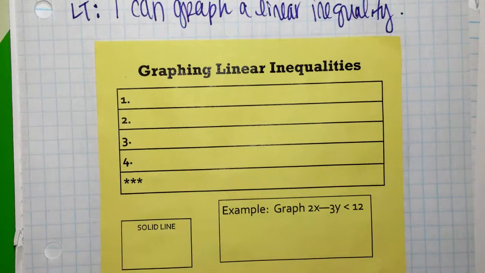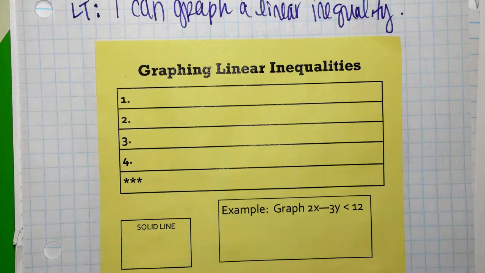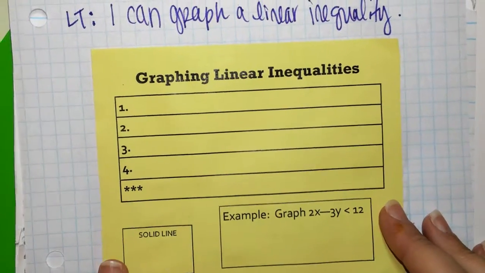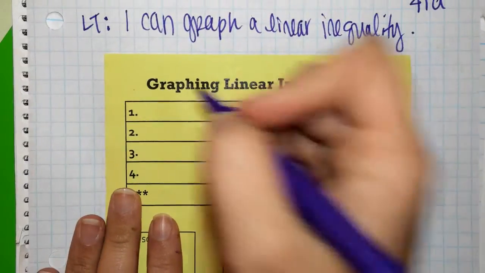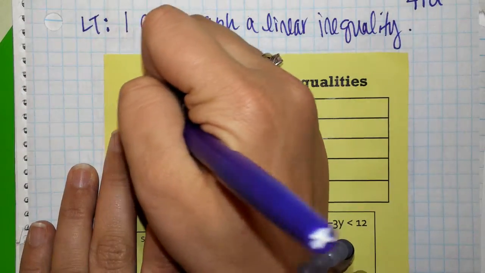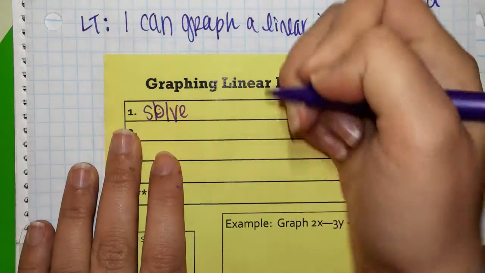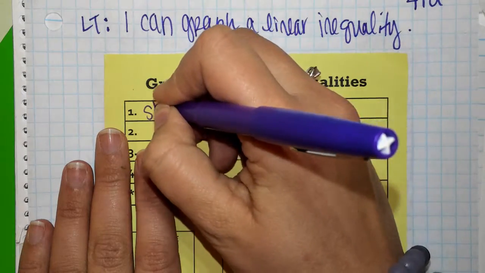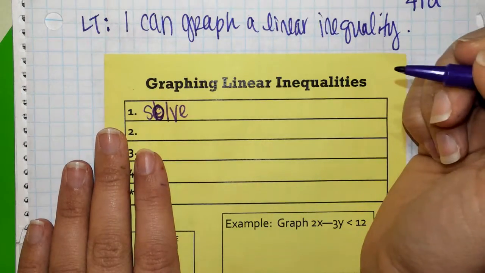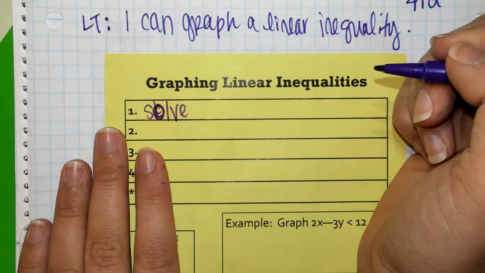So we have 4 steps when we're graphing linear inequalities. They are easy peasy. We should know how to do them by now. The first step is solve. Solve. So that looks like solve. What's that mean? Solve the actual inequality.